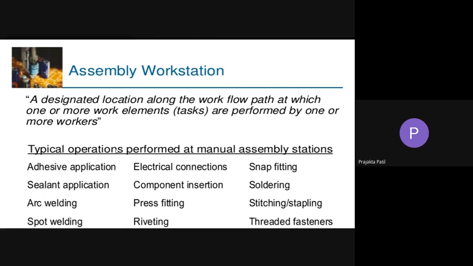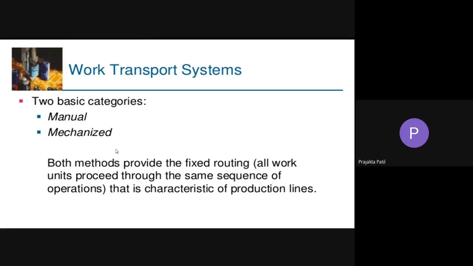So what are the typical tasks that will be performed at every station? It's listed here. Maybe there is adhesive application, sealant application, arc welding, spot welding, press fitting, some electrical connections to be made, soldering, stitching, thread fastening. So many types of tasks will be there based on what product you are assembling. All the tasks that are involved will be sequenced properly along the line, and the products are then going to be moved from one station to another where the tasks are going to be performed.